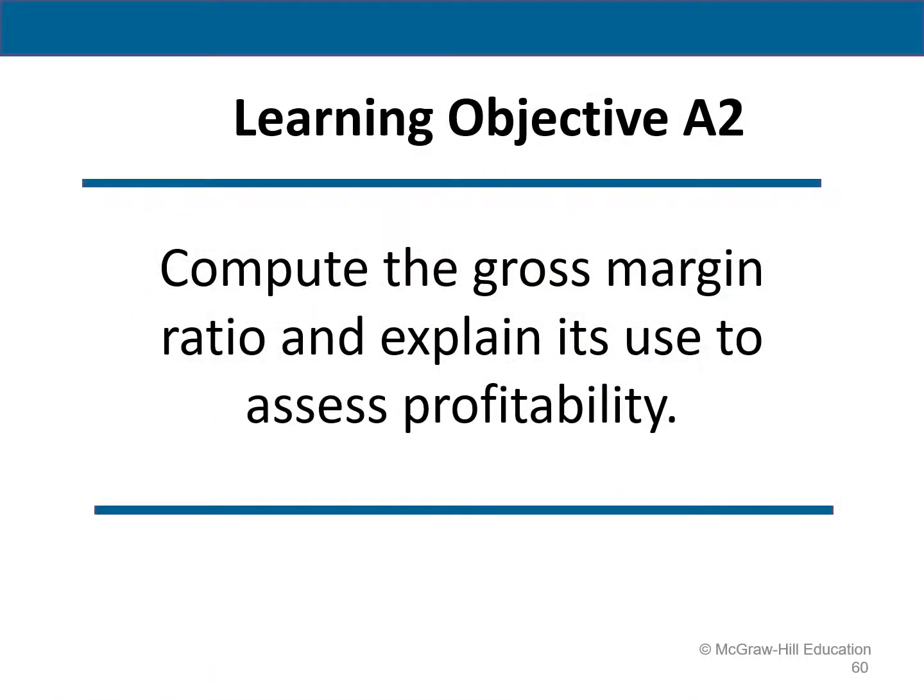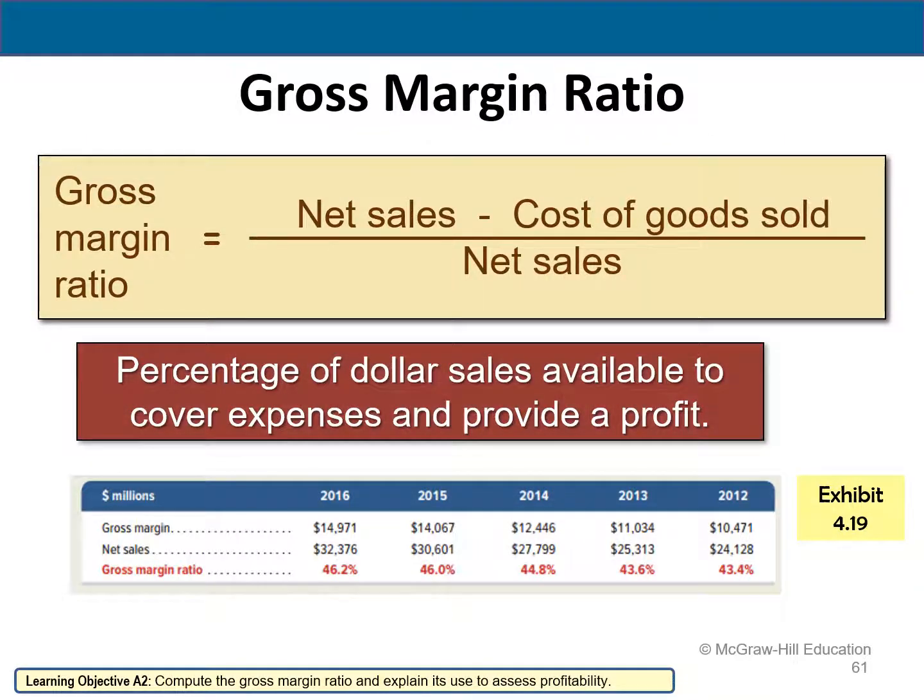All right, and then the last profitability measure is this gross margin ratio. So gross margin ratio is net sales minus cost of goods sold divided by net sales. So it's basically the percentage of dollar sales available to cover expenses and provide a profit. And if you were to look at the history here of Unknown Company, it looks like their gross margin ratio from 2012 through 2016 is trending upward, which is a good thing to see, right?